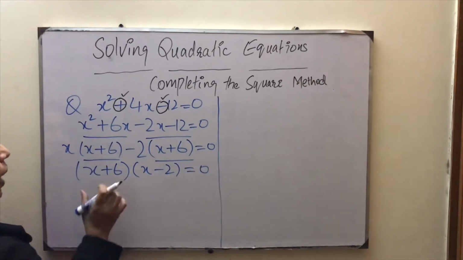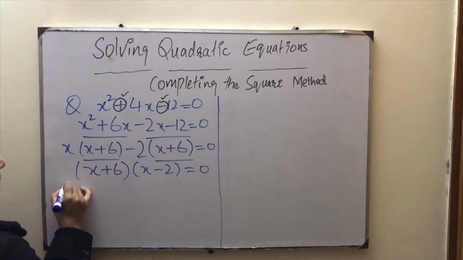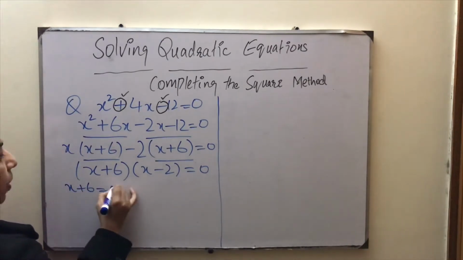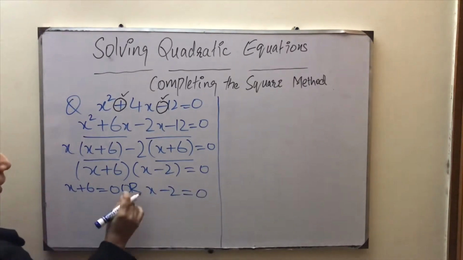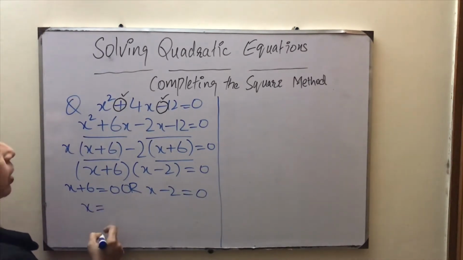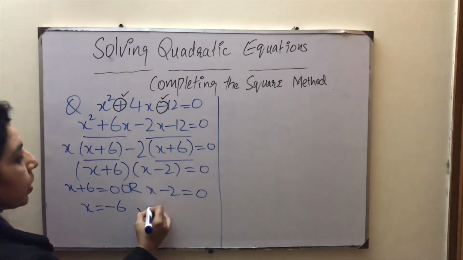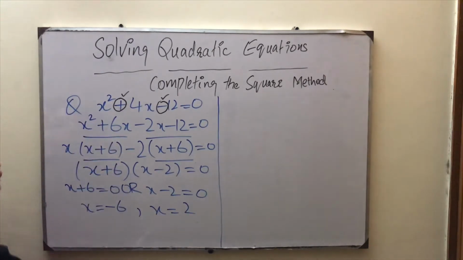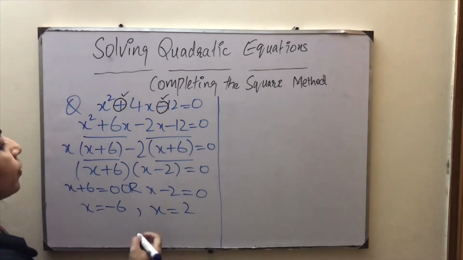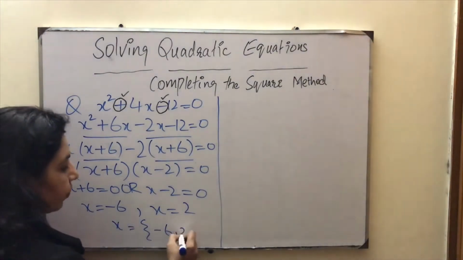Now I have two brackets and the product of these two brackets is 0. It means that either x plus 6 is 0 or x minus 2 is 0. If x plus 6 is 0, then the root or the solution of this equation is minus 6, and if x minus 2 is 0, the root is 2. So as it is a quadratic equation, it has two roots, two numbers which are the solution of this equation: minus 6 and 2.